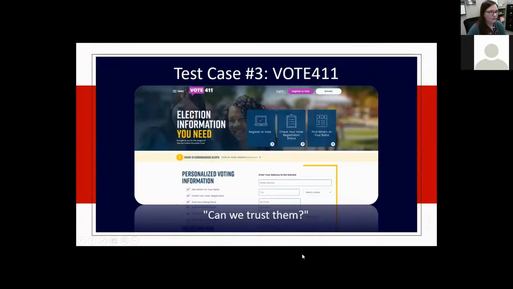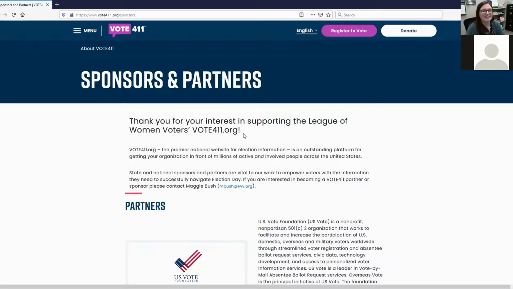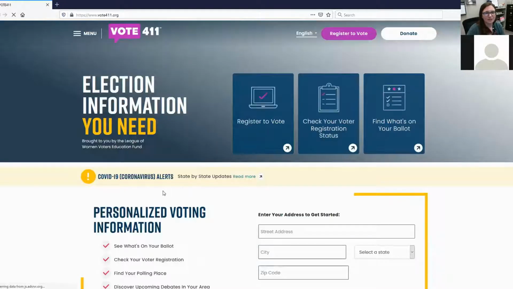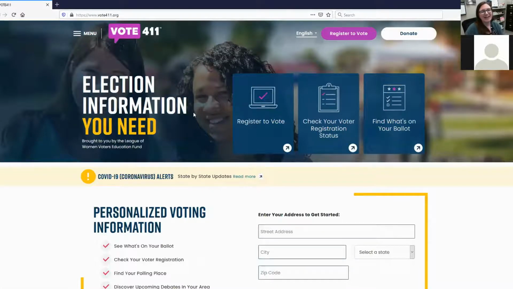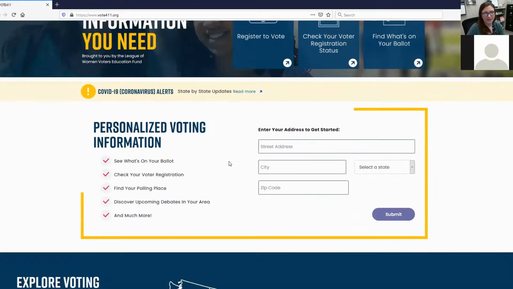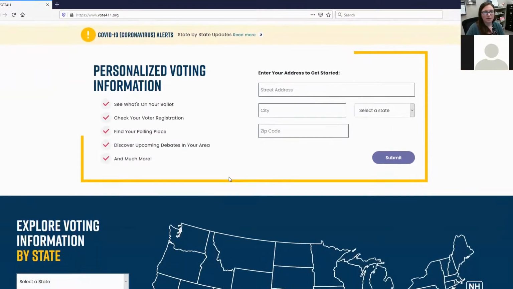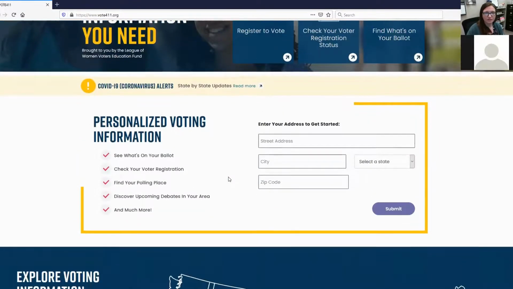All right, so the final website that we're going to take a look at, and hopefully we don't run into any more technical difficulties, is called Vote 411. I'm going to go back to their homepage. Marla and I were doing a practice run earlier. So their homepage says election information you need, and it's brought to you by the League of Women Voters Education Fund. Okay, so they're pretty good about trying to get first-time voter information out to folks.